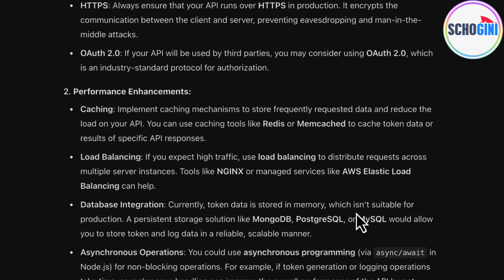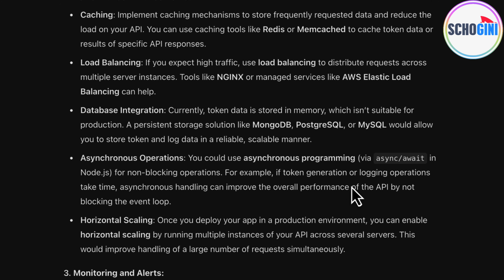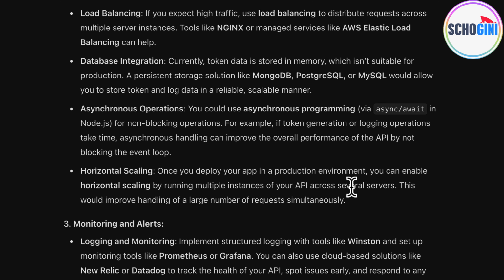2. Performance enhancements. Caching. Implement caching mechanisms to store frequently requested data and reduce the load on your API. You can use caching tools like Redis or Memcache to cache token data or results of specific API responses. Load balancing. If you expect high traffic, use load balancing to distribute requests across multiple server instances. Tools like NGINX or managed services like AWS Elastic Load Balancing can help.